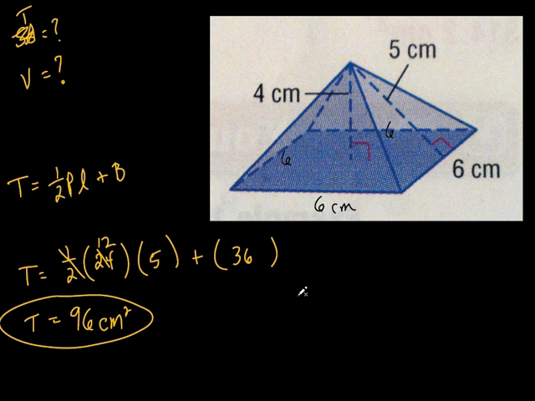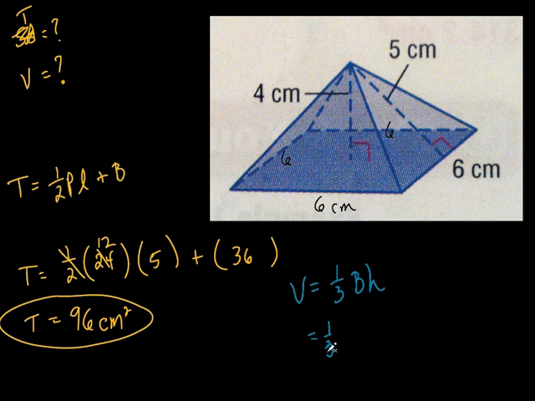Now let's do the volume. Volume's actually a little easier because we actually found something over here that we're going to use. The volume is, let's do this in a color. Let's go right here. So the volume is 1/3. I'm just taking this from the chart. It's 1/3 times the area of the base times the height.